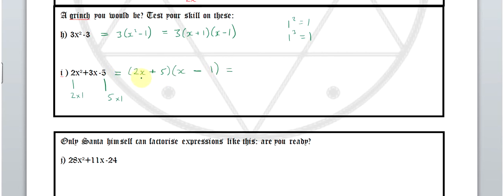I'm now going to multiply them out, just to check. 2 times x is 2x squared, those two. And then I've got minus 1 times 2x, which is minus 2x, plus 5 times x, minus 1 times 5. And the 2 bits in the middle happily turn into 3x, which is what we wanted. Right.